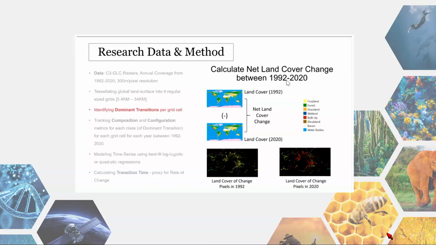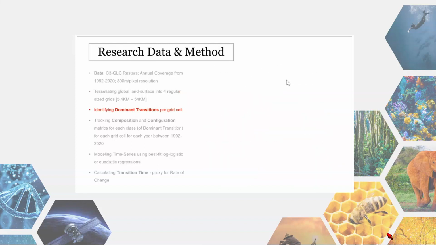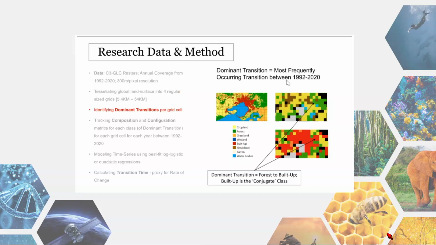Now, one of the important aspects of this method is to identify the dominant transition that has occurred within each grid cell. In order to identify the dominant transition, we first calculate the net land cover change that has occurred between 1992 and 2020. And thereafter, we tabulate all pixel transitions that have occurred within our specified grid cell. And the dominant transition is thereafter identified as the most frequently occurring transition between 1992 and 2020.